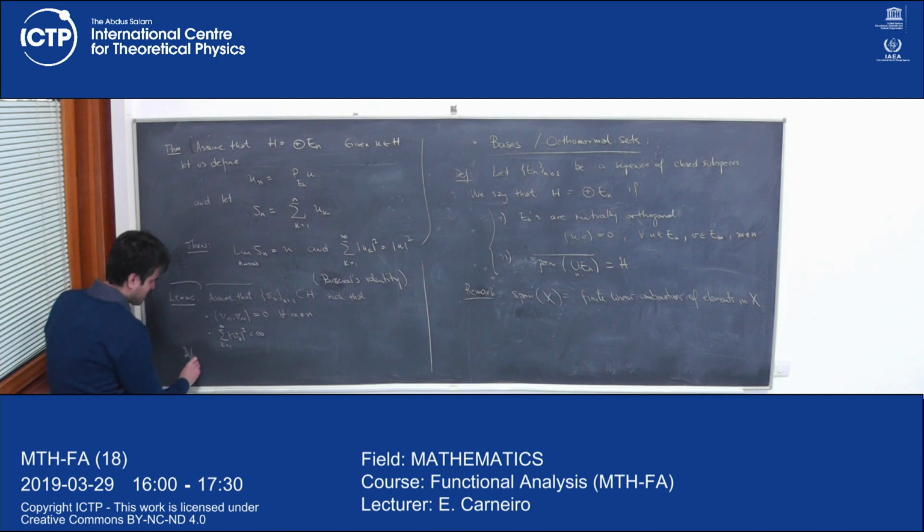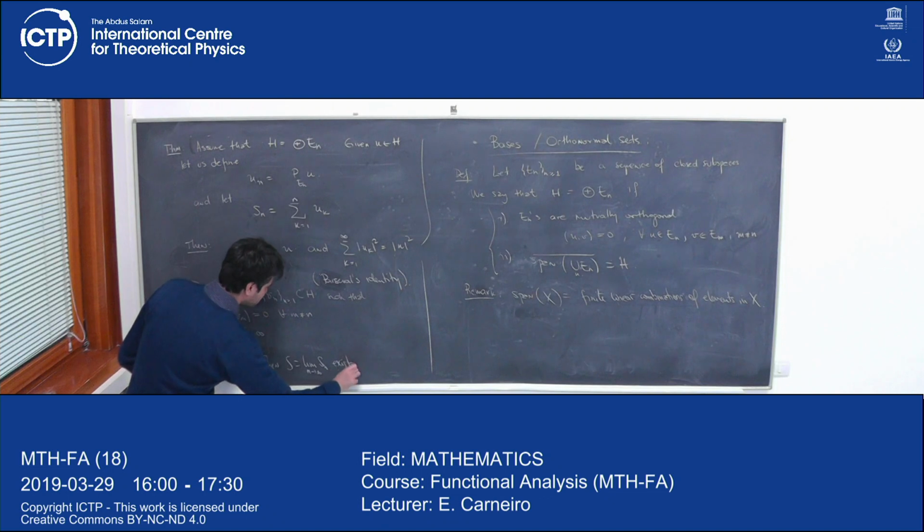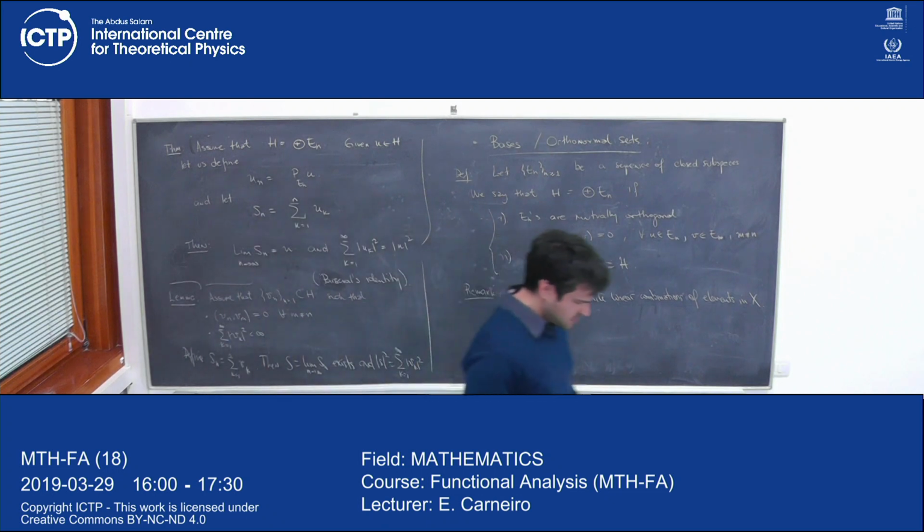Define Sn to be the partial sums. Okay. Then S, equal to the limit of Sn, exists, and the norm of S squared is the sum of Vk squared. Yeah, this is what I want.